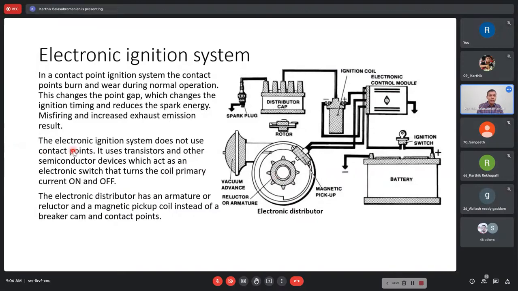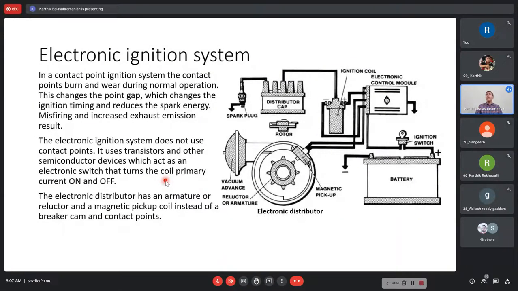I'll read it here. The electronic ignition system does not use contact points. It uses transistors and other semiconductor devices which act as an electronic switch that turns the coil on or off. So the coil on-off is not made by the cam or contact breaker. It is made by this arrangement, the electronic switch. So that's the only difference between the regular battery ignition system and electronic ignition system.